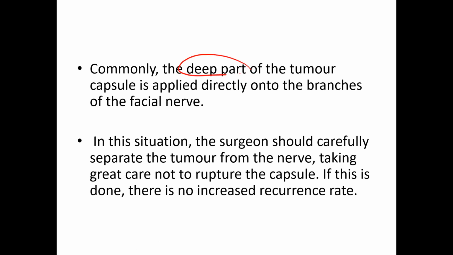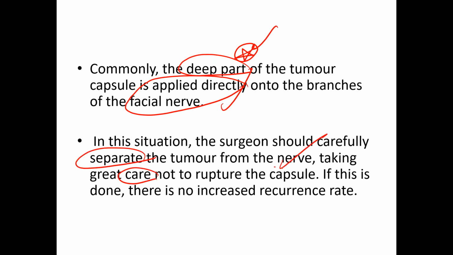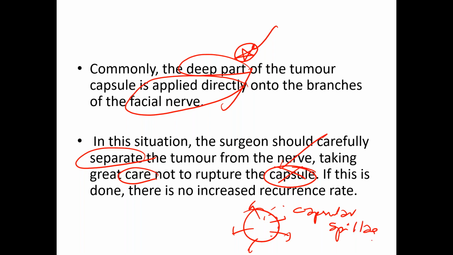The deep part of the tumor is applied to the branches. The deep part is more commonly related directly to the facial nerve. The surgeon should carefully separate the tumor from the nerve, taking care not to rupture the capsule. If the tumor has a capsule, capsular rupture should not occur. If not, it leads to capsular spillage. Capsular spillage of the tumor leads to recurrences.